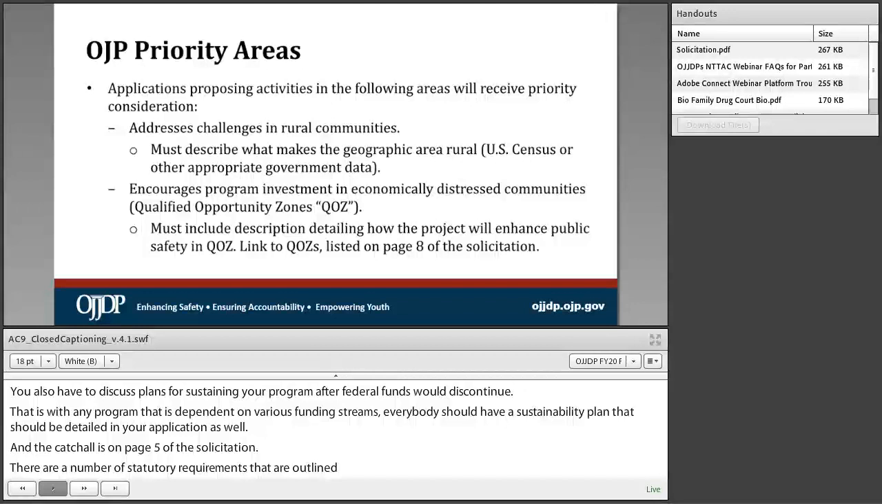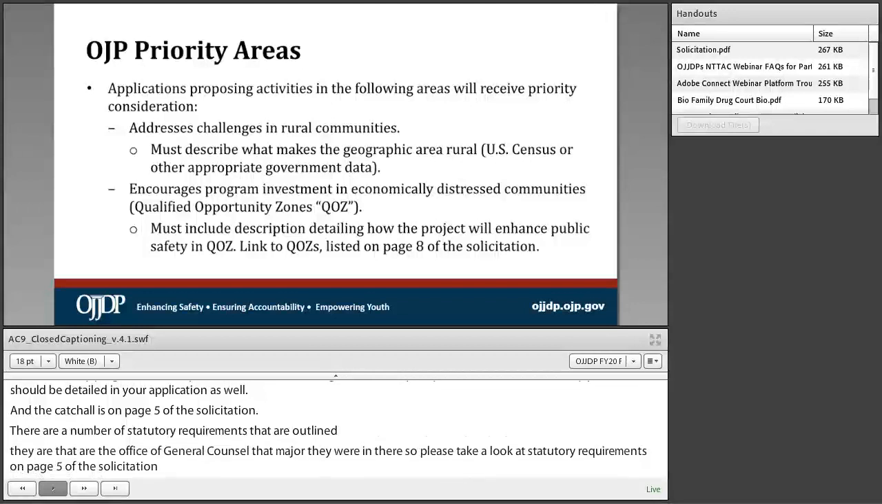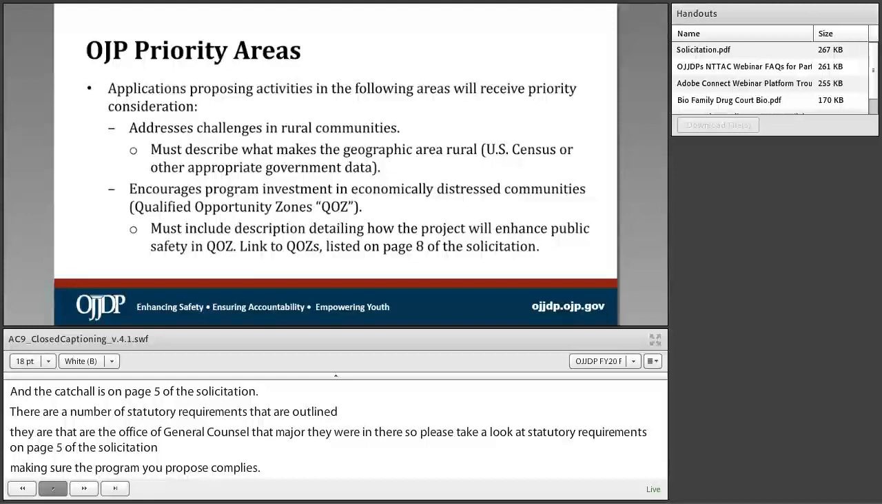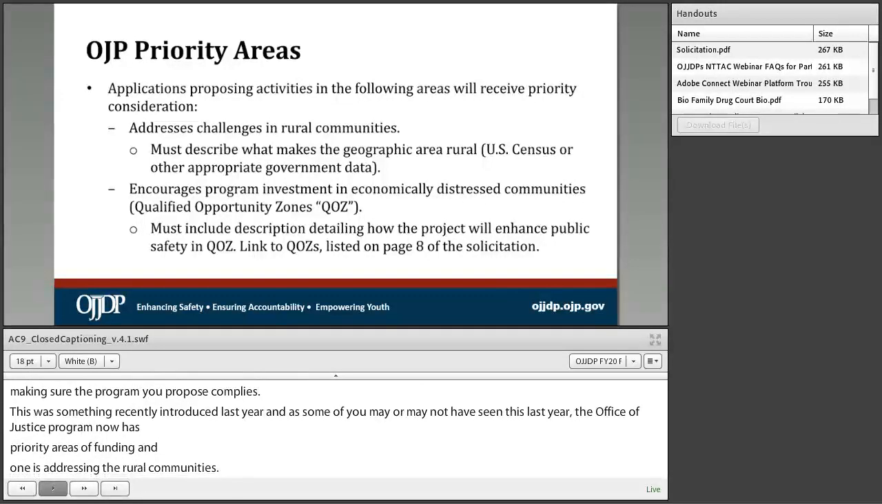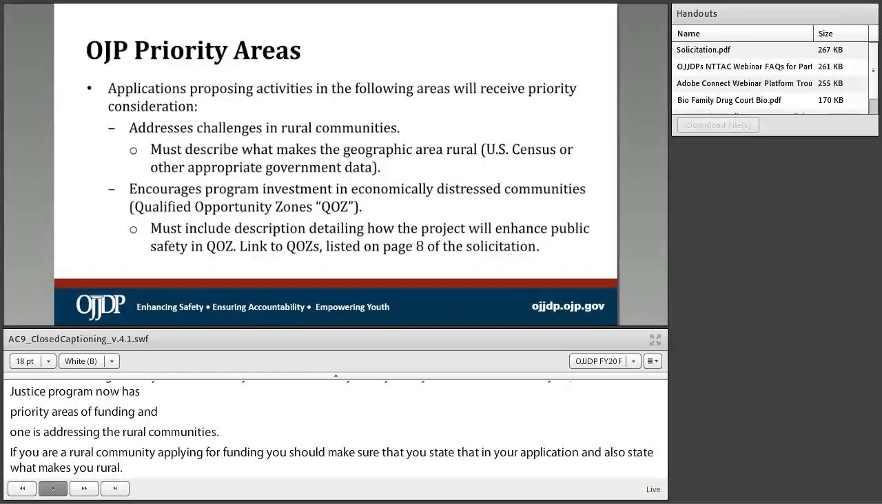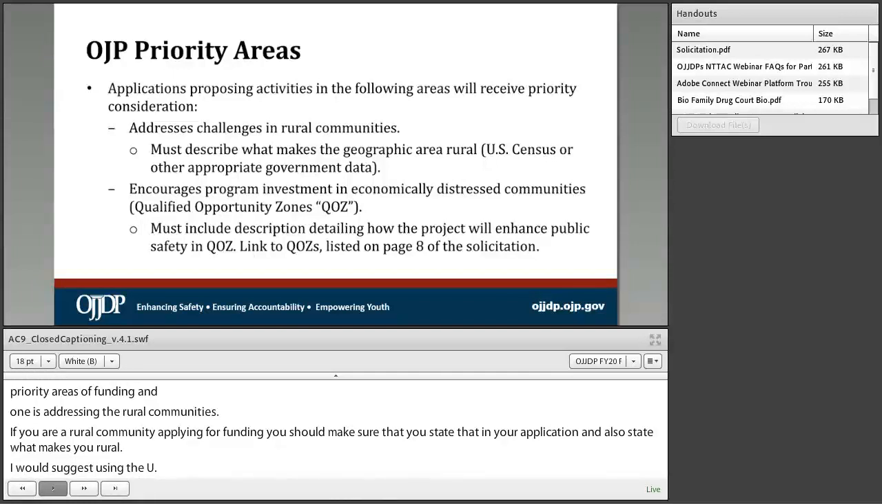So this was something that was recently introduced last year. Some of you may or may not have seen this last year. The Office of Justice Programs now has some priority areas of funding. One, addressing rural communities. If you are a rural community applying for funding, you should make sure you state that in your application and also state what makes you rural. I would suggest using the U.S. Census as a resource and a citation, or any other appropriate governmental data as a citation, when you're making the case for being a rural community that should receive priority.